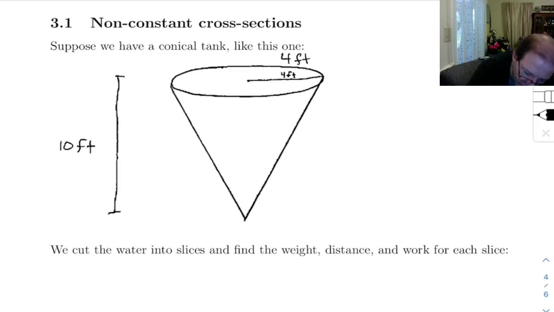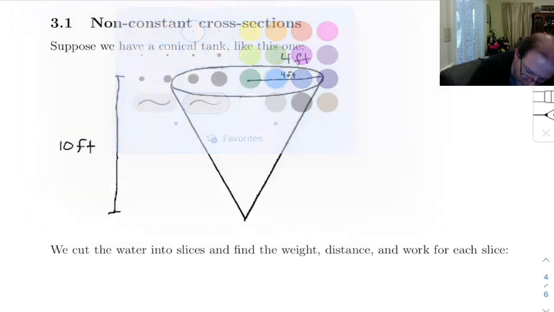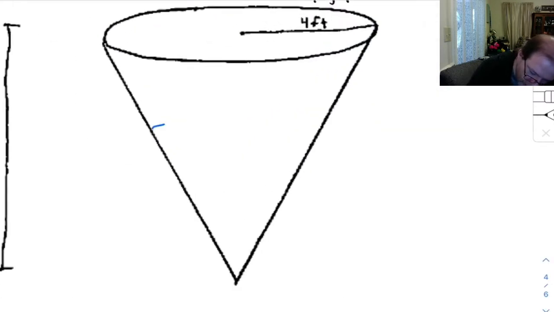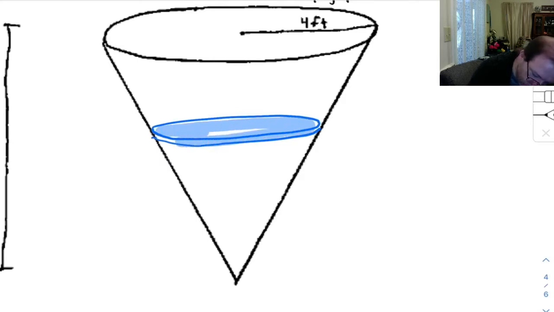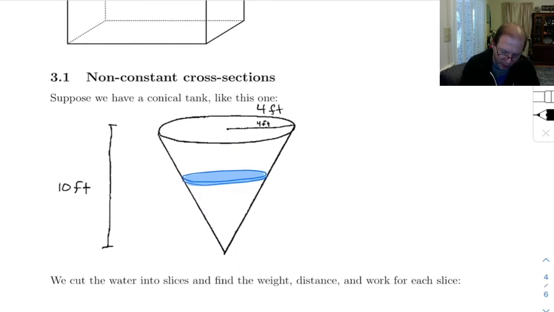So like before, I'm going to draw in a slice. I'll do it in blue since it's supposed to be water. So here is a slice of water, and I'll make it slightly three-dimensional looking. All right, so like before, we've got to work out the weight of that slice of water, and how far up it has to get pumped.